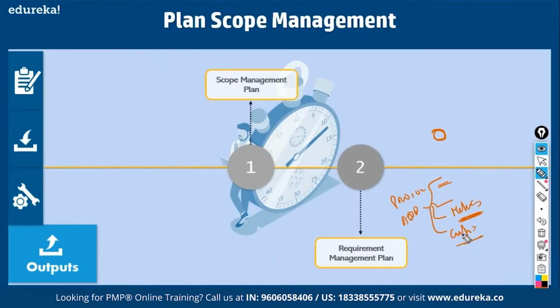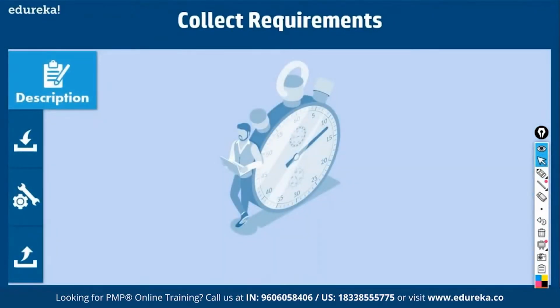So these are all the things you have in a requirements management plan. So you have to come up with a scope management plan and a requirements management plan. Fine. Now we're going to the next process, that is collecting requirements. Okay, so what do we do here?